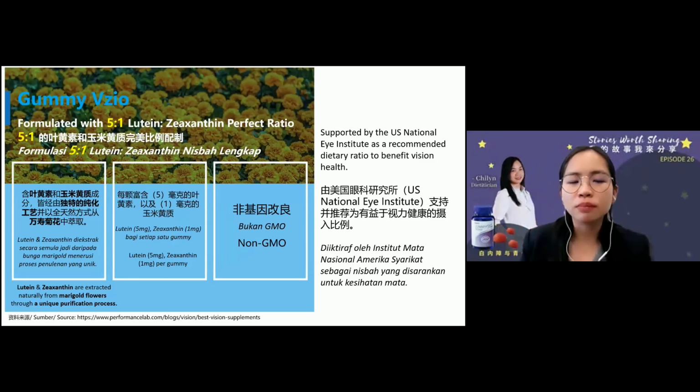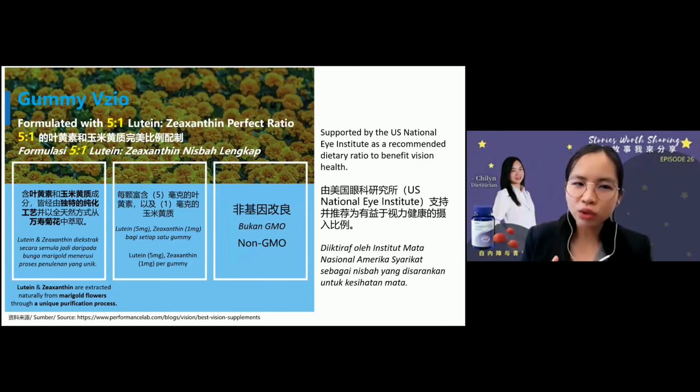The ratio is greatly paid attention to in gummy Vizio, which is that it has a 5-to-1 ratio. 5 milligrams of lutein and 1 milligram of zeaxanthin. Why is it that way? This is because the U.S. National Eye Institute recommended this ratio, as this 5-to-1 ratio is beneficial to our vision.